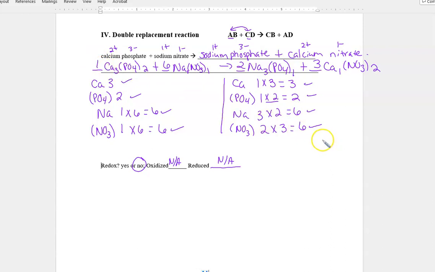So there is double replacement and an example how to balance with polyatomic ions. See you on the combustion video.